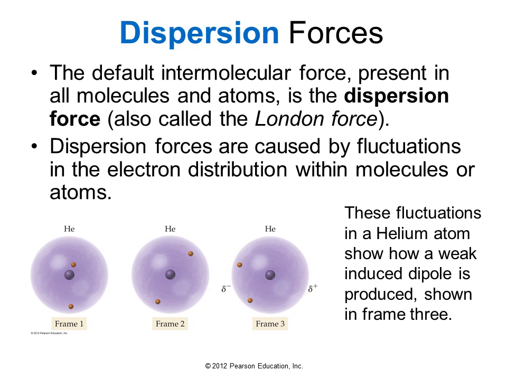First, the dispersion forces. This is the default intermolecular force. It's present in all molecules and atoms. It's the dispersion force and is also called the London force. Dispersion forces are caused by fluctuations in the electron distribution within the molecules or atoms. They're momentary dipoles. For example, here's a helium atom with its electrons symmetrically apart, but in this case we see this part of the atom, the electrons are going to create a kind of negative part here and a positive part there. It's like an induced dipole.